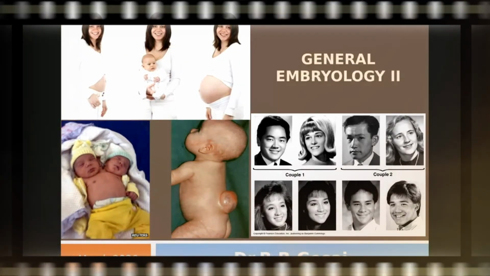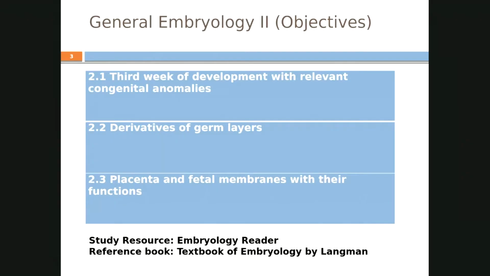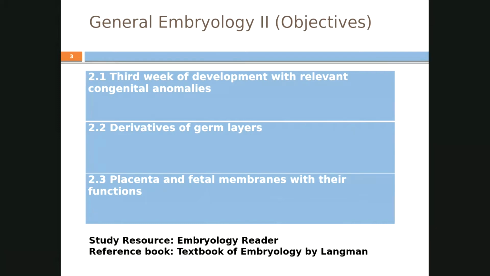Now in today's objective, we will continue with the third week of development and what happens from the different germ layers, and what the supporting membranes of the embryo are. So our objectives are to discuss the derivatives of germ layers, and mainly the placenta and different placental fetal membranes.